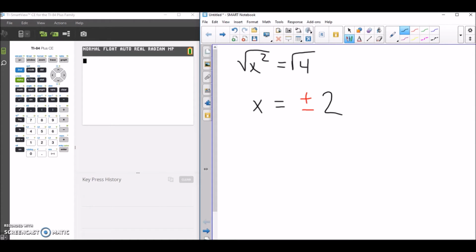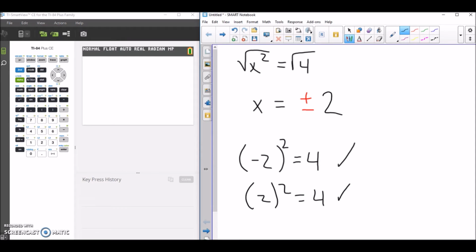Remember, anytime we're solving an equation, and we solve for these numbers, we need pluses and minuses in front of our number. Because look, if I took that back into our original equation, and I checked negative 2, and I said, does negative 2 squared equal 4? Absolutely. And does positive 2 squared equal 4? Absolutely. So anytime you find a square root with these equations, we need a plus or minus.